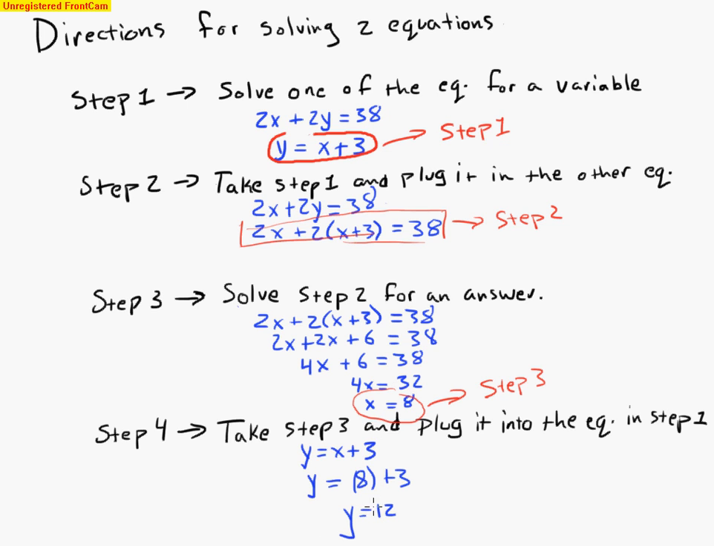Now I have an x and a y, so I'll just report my final answer as an x comma y. So in other words, that'll be an 8 comma 11. And that's how we're going to solve two equations using our steps.